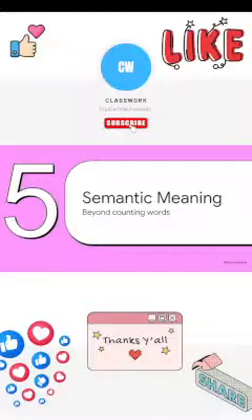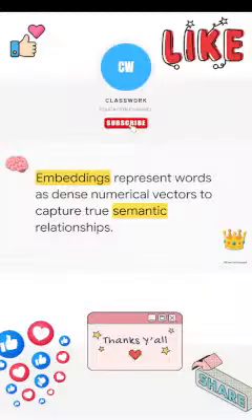Section 5. Understanding semantic meaning beyond just counting words. Here's the thing, though. Merely counting words isn't true understanding, is it? Both bag of words and TF-IDF represent words based mainly on their occurrence. That brings us to our next evolutionary step, word embeddings. Embeddings represent words as dense numerical vectors that capture true semantic relationships. This means words with similar meanings actually have similar mathematical vectors. It allows the machine to genuinely understand relationships between concepts. The classic example here is mind-blowing.